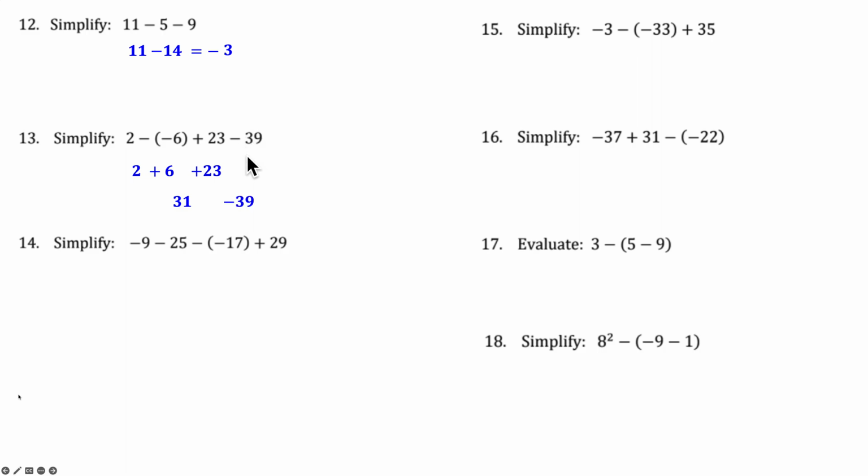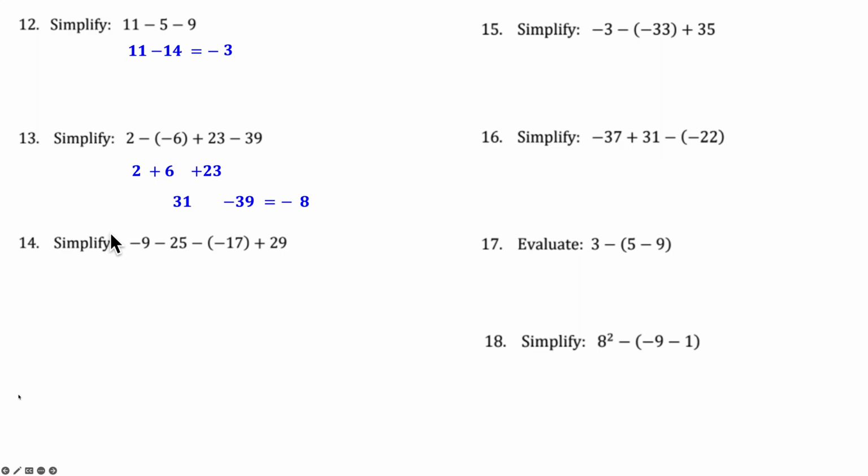Now bring down the minus 39. Okay, if it's a positive and a negative, keep the sign of the bigger number. Negative. Subtract, because the signs are opposite, they're different from each other, so take the difference. 39 minus 31, 8. There's my final answer.